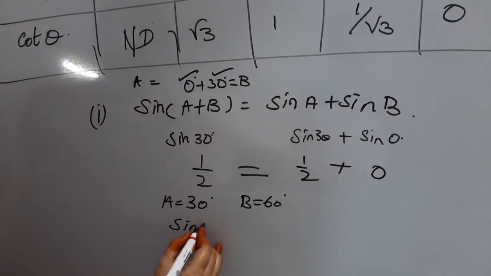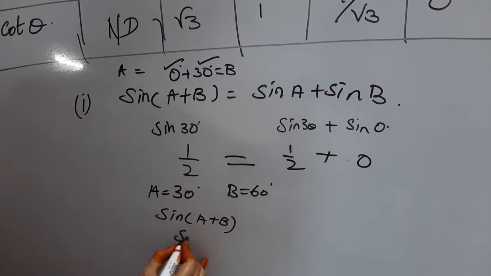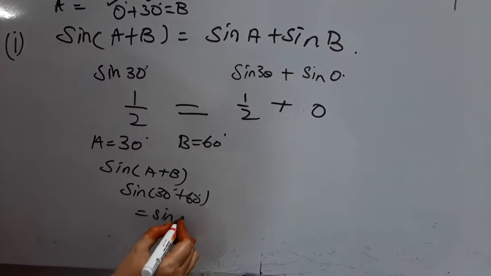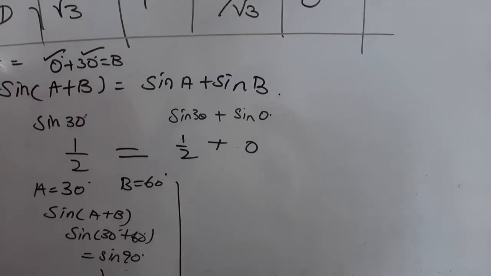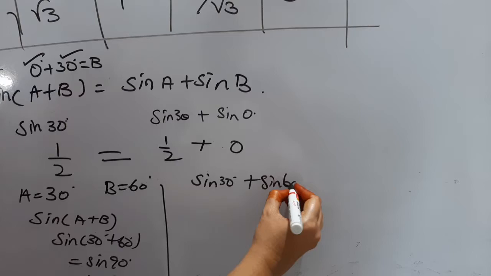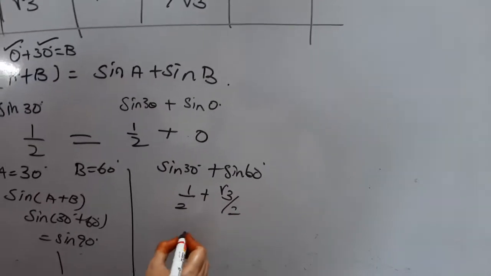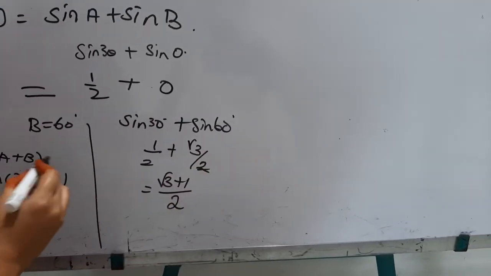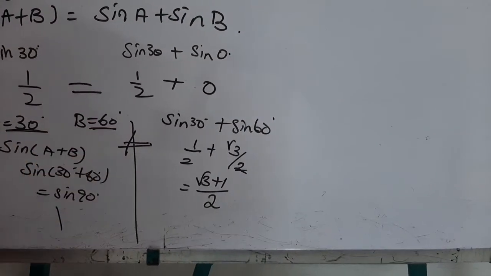My left hand side, when A is 30 and B is 60, A plus B becomes sin of 30 plus 60, which is equal to sin 90. So what is the value of sin 90? That is equal to 1. When I check the sum sin 30 plus sin 60, sin 30 is 1 by 2 and sin 60 is root 3 by 2, which is equal to root 3 plus 1 divided by 2. Therefore, this expression is not equal for the values 30 and 60.